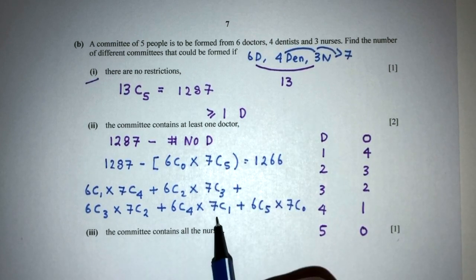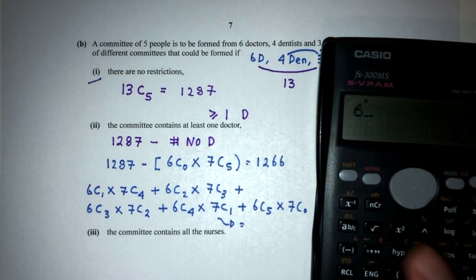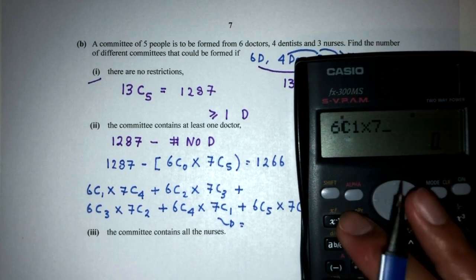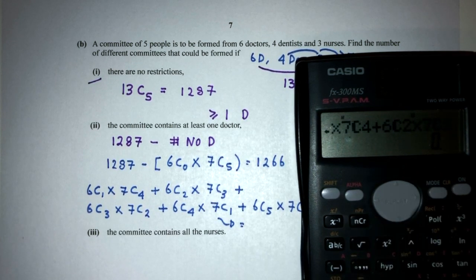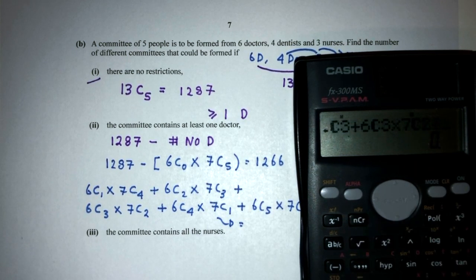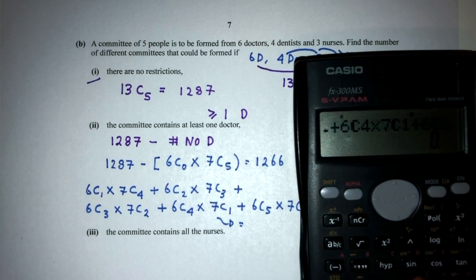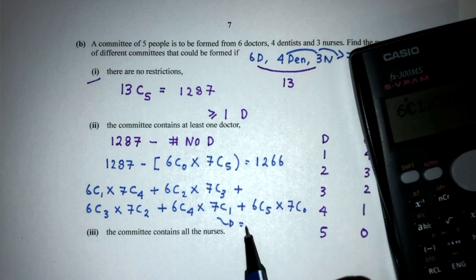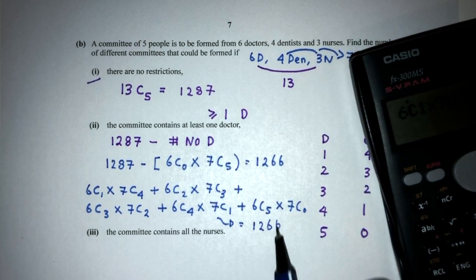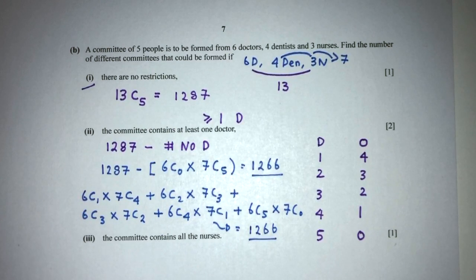So let's see what you get for this solution. 6 choose 1 times 7 choose 4, plus 6 choose 2 times 7 choose 3, plus 6 choose 3 times 7 choose 2, plus 6 choose 4 times 7 choose 1, plus 6 choose 5 times 7 choose 0. That should give you the same answer, which is 1266. Okay, so that is 2 ways of solving the same question. You should get the same answer.